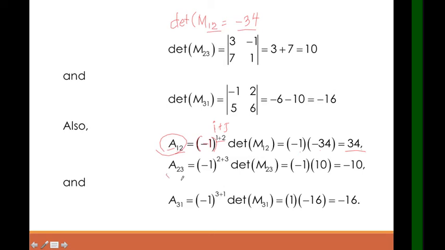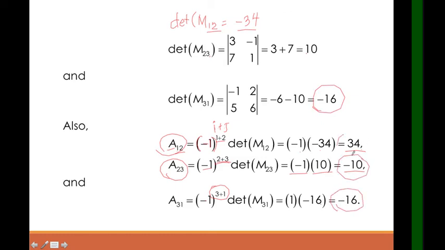Okay? So, sa 23 naman, 10. 2, 3 is odd. So, since odd pa rin yan, negative pa rin. Add 2 plus 3 is 5. It's an odd. So, negative pa rin siya. Times 10 is negative 10. Then, A31, negative 1 raised to 3 plus 1, 4. So, since it's even, negative 1 raised to 4 is positive 1. And then, our M sub 31 is negative 16. So, the answer is negative 16.